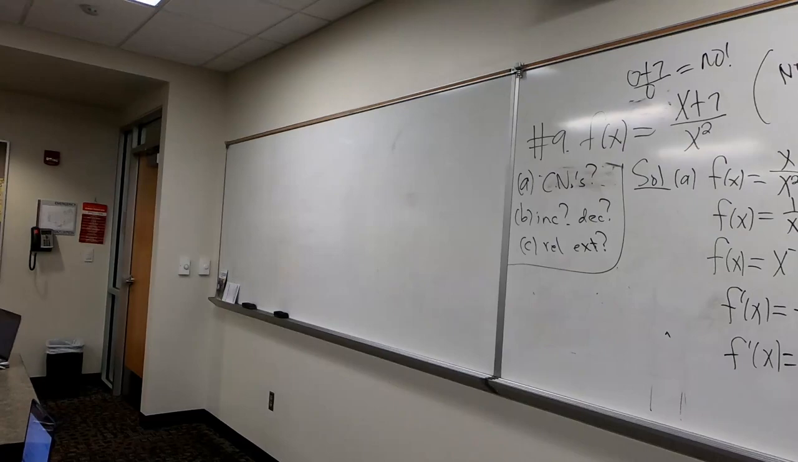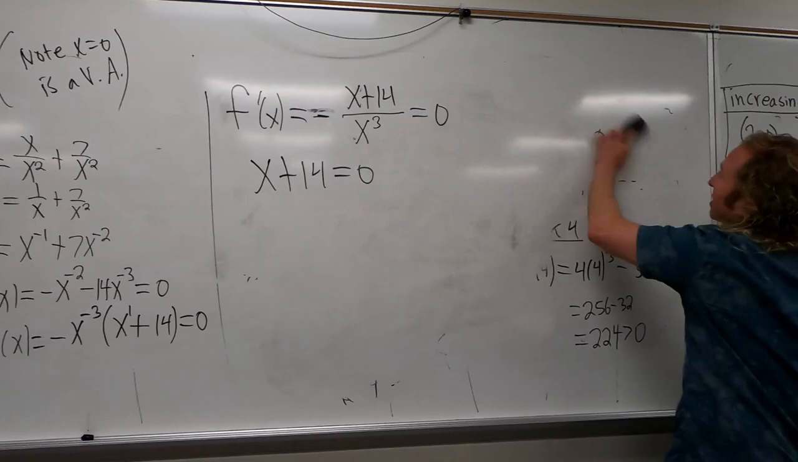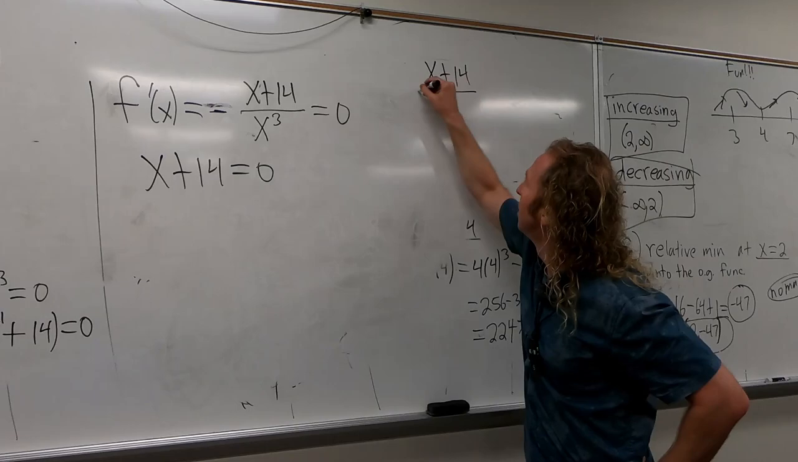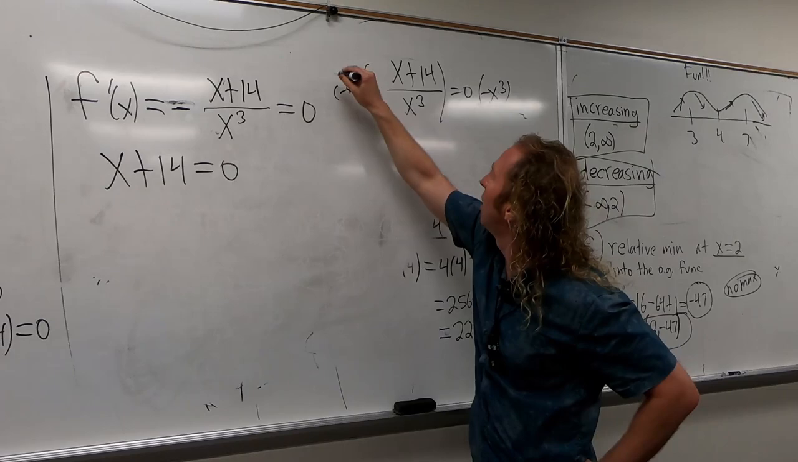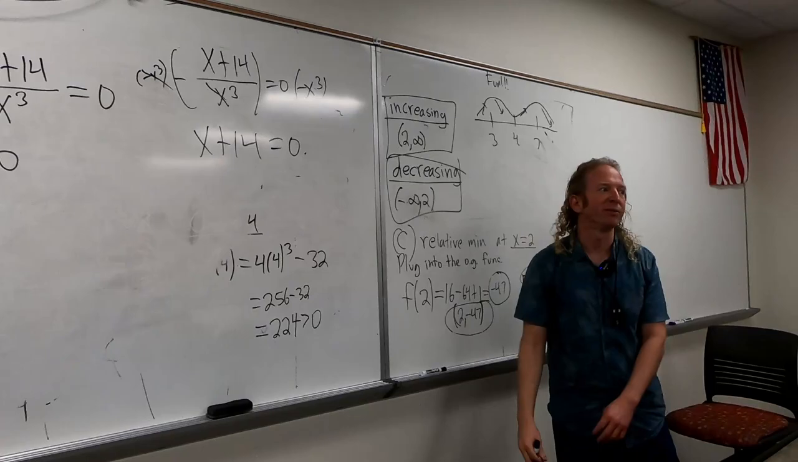Yeah, Josh? Would you bring the negative down? Very good question, Josh. I was waiting for someone to ask. You don't need to, because you can write it like this. Watch. Say we have this. I can multiply by negative x cubed.